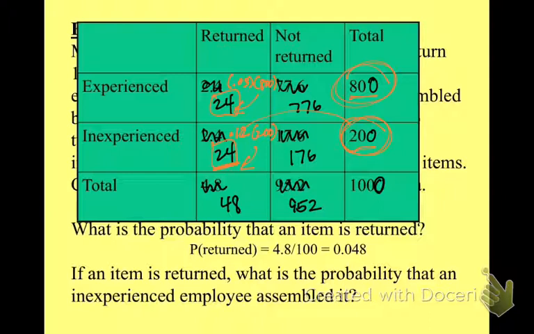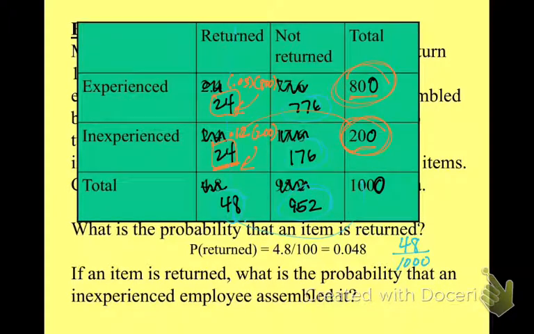From there, then you can fill in the rest of the chart. So the 48, 776, 176, 952. Then it can ask you any question that you want. So what is the probability that an item is returned? I'm going to look at the total out of so 48 out of 1,000.